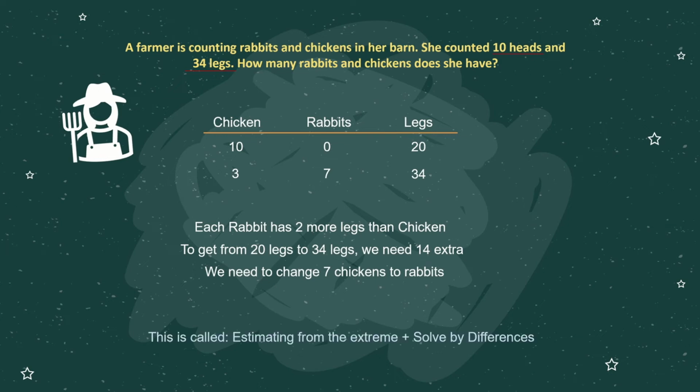So what we're doing here is first estimating from the extreme, assuming everything is one type, and then solving the problem in the second guess by applying this fixed difference between the two types of items. The cool thing about these types of solutions is that they can be applied to a wide class of sums and differences problems. It doesn't have to be farm animals. Let's look at a non-farm example.